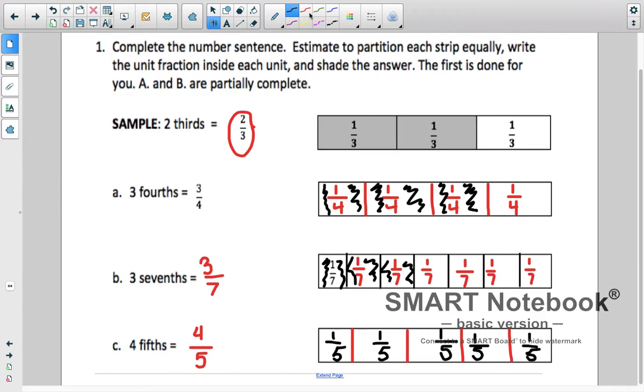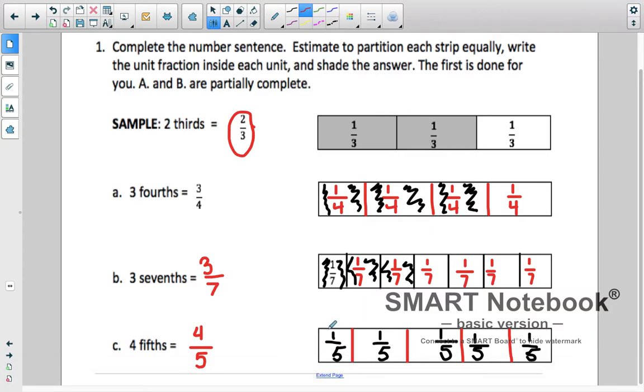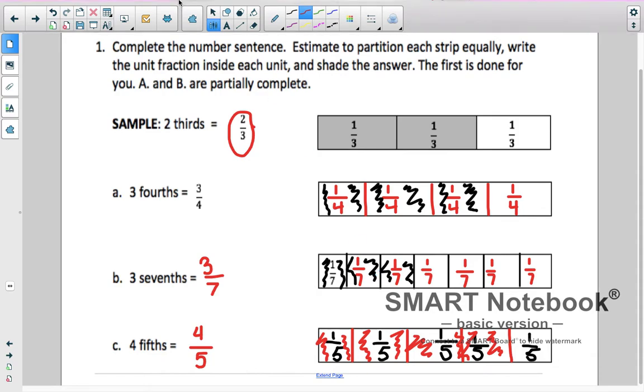Good. Now, I need to shade. So how many pieces am I going to shade? Let's look at the problem. It says 4/5. So the top number is always how many pieces I'm going to shade. So 4 pieces. 1, 2, 3, and 4. So I have 4 pieces shaded. All right, good. Let's move on.